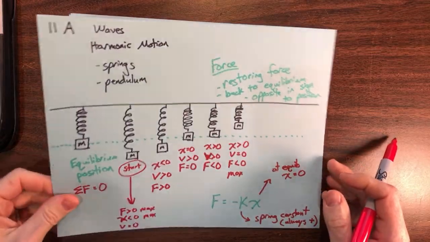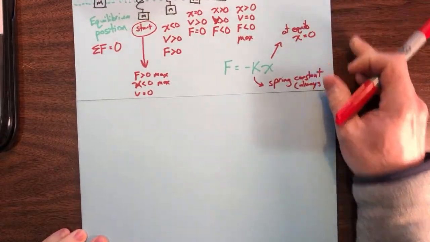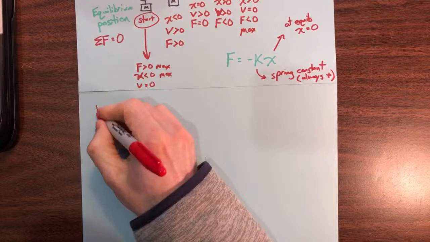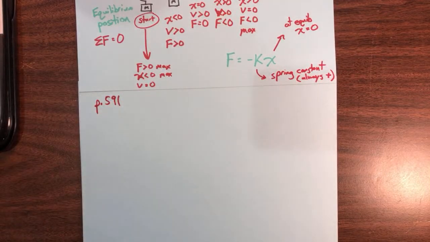So let's go ahead and just solve a problem, and then we'll be done. We'll look at the sample problem. You guys can open your books. I'm going to go ahead and open my book. All right, it's on page, I think it's 521. No, 591. Page 591 in your books. And let me just go through the problem.